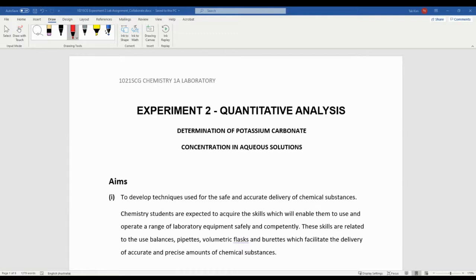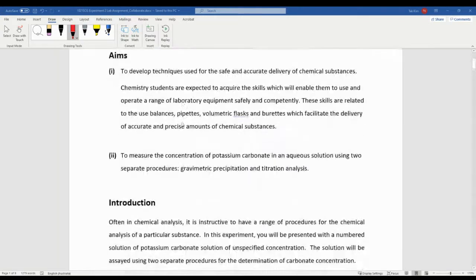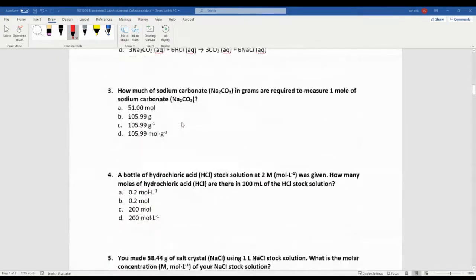So assuming your experiment really went well, and everything ended up with what you expected, the numbers provided within your lab assignment are in red.